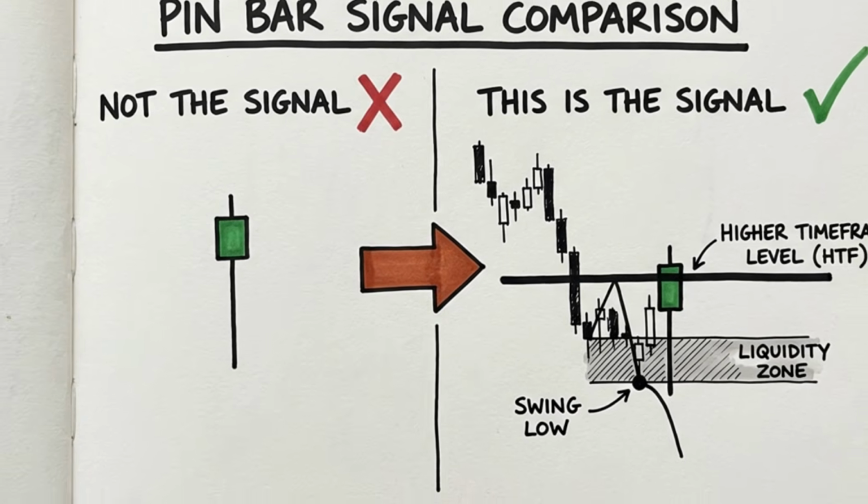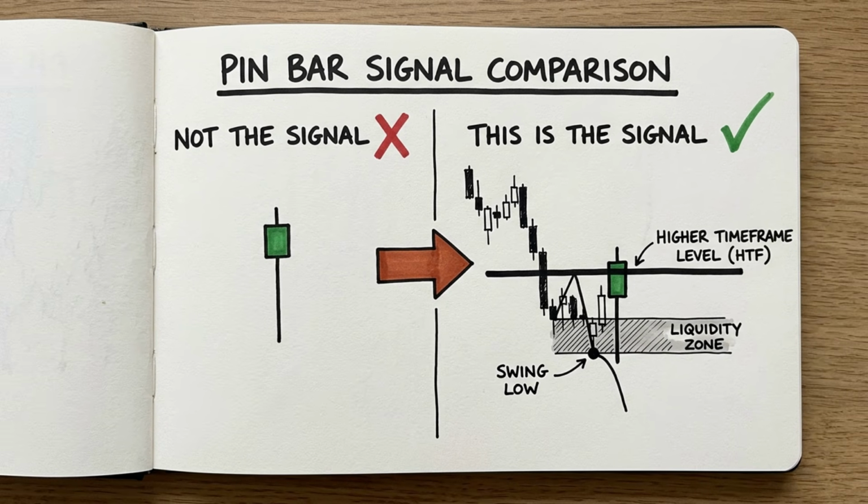The pattern is not the signal. The context around the pattern is the signal. Remove the context and you have a shape on a chart. Keep the context and you have a trade.